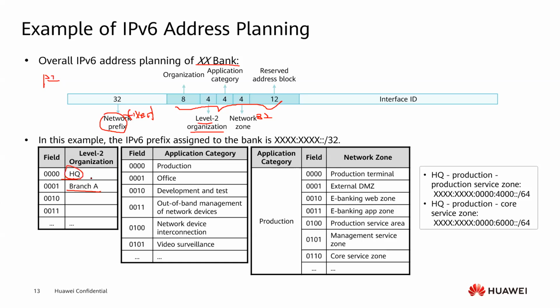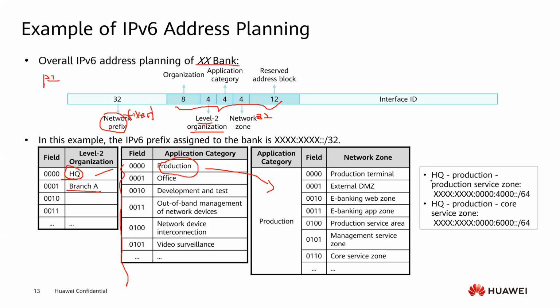For example, the HQ has a lot of applications, such as production, office, development and test, and so on. And then there is the network zone for the application, such as production, which has the production terminals, the external DMZ, the eBank web zone, the app zone, and so on. So you can determine the IPv6 address one part at a time, like this. Because the IPv6 address is long, this assignment process is done in order.